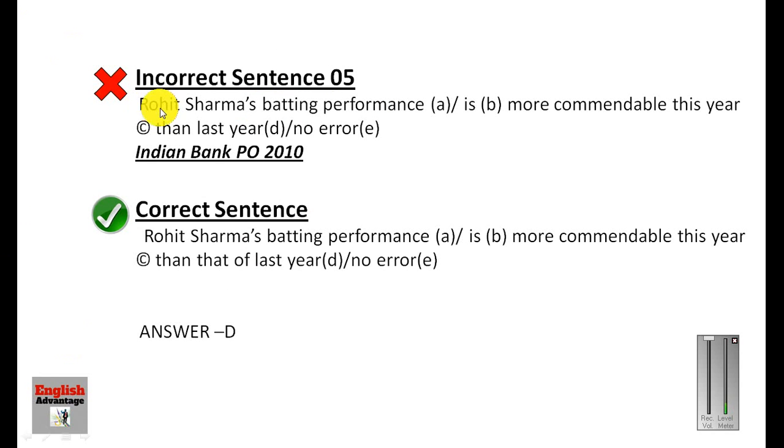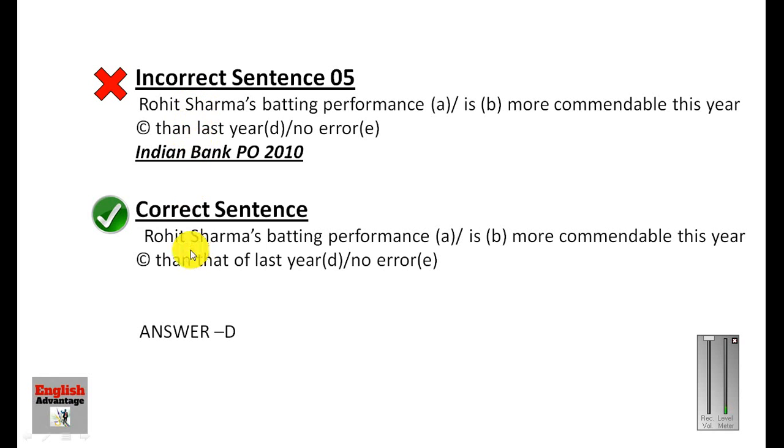Incorrect sentence number 5. Rohit Sharma's batting performance is more commendable this year than last year. See, we are comparing something. This than indicates that we are comparing something. But when we compare something, both the things that we are comparing should be of the equal measure, or should be of the equal standard. Now here we are comparing Rohit Sharma's batting performance with last year, not last year's performance. So to make certain changes, we have to say something here. Rohit Sharma's batting performance is more commendable this year than that of last year, or we can say the performance of last year. So here we have to put some word.